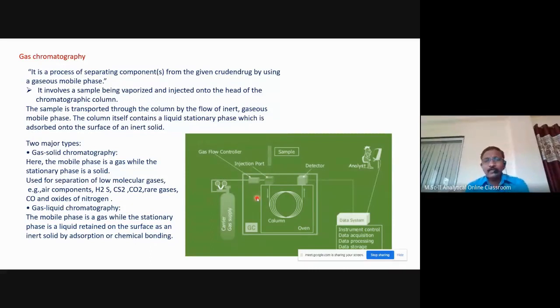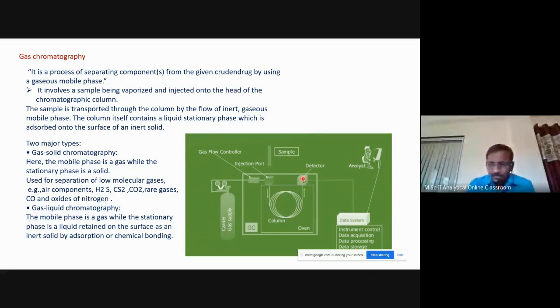Then gas liquid chromatography, where the mobile phase is again gas while the stationary phase is liquid, which is coated on the surface of the inert solid material, which is placed on the inner side of the column. So here again, an oven is there, at very high temperature, and the column is available in different shapes, mostly circular. Then this is the injection port. So we have to inject the sample by syringe into this injector port. This is the carrier gas. And then through this column, we can pass it through and go to the detector.